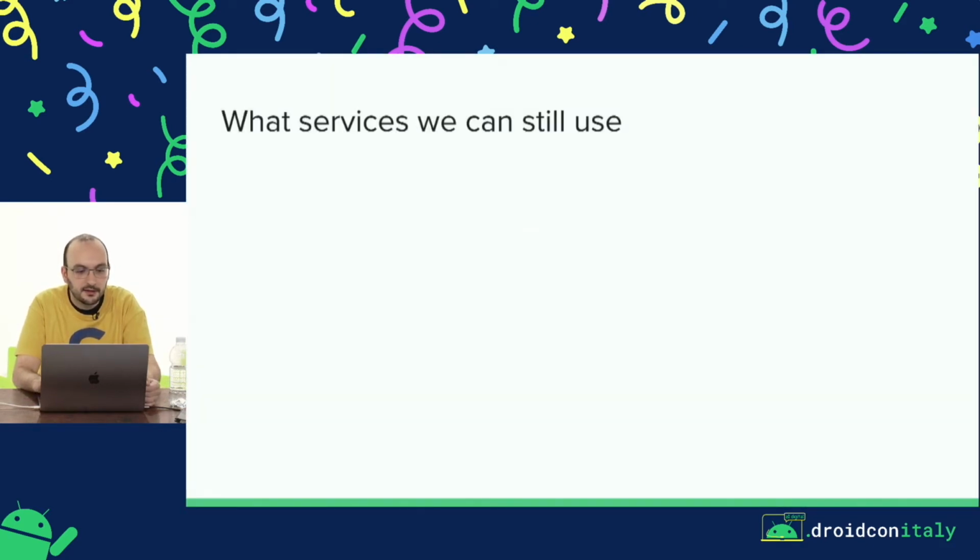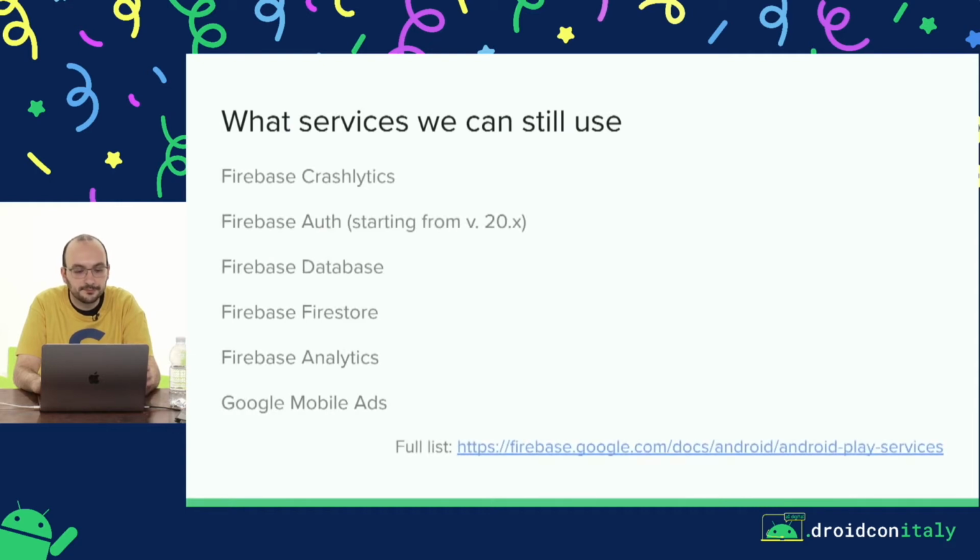So what services can we still use? This is a partial list. The full list is on the link below, and we for sure are able to run these services also on devices that don't have Google Play services. First of all, Firebase Crashlytics and Firebase Auth, but this is a recent thing. It's only starting from version 20. And we have the Firebase database, Firestore, Firebase Analytics, and the Google Mobile Ads.